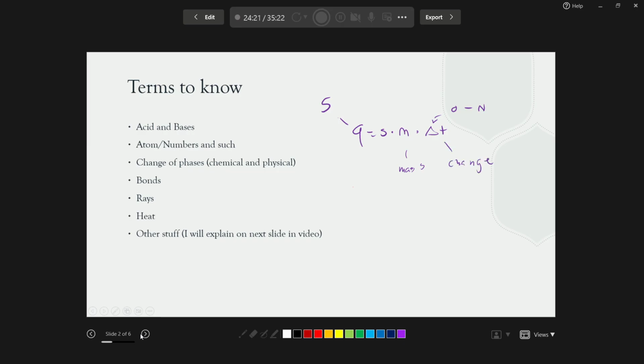This whole process is called calorimetry, which is the technique of measuring the amount of thermal energy transferred. There's a lot of ways you can use this. I'm not going to tell you all the ways, so you just need to know what calorimetry is. It's something you do in the chemistry lab.